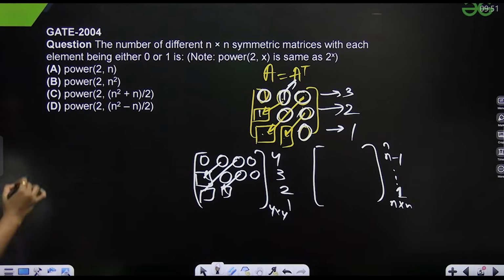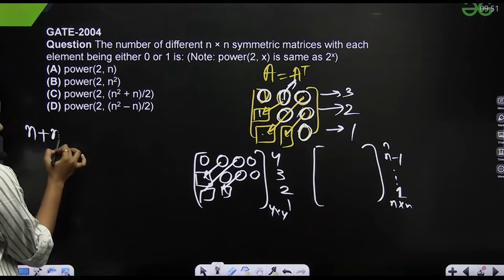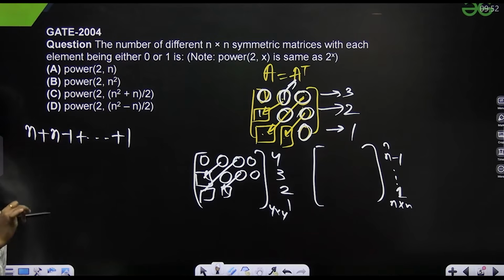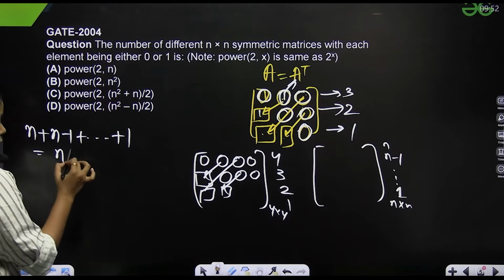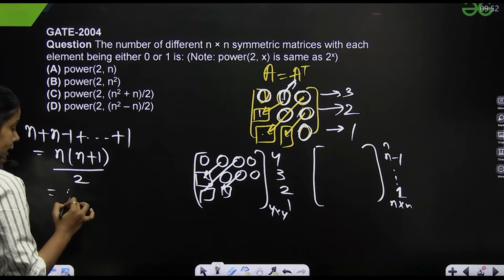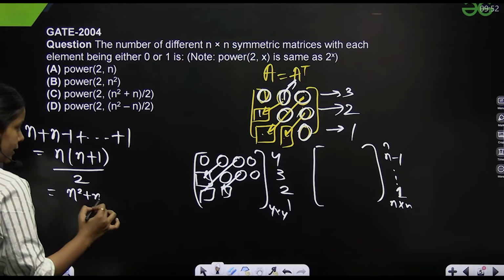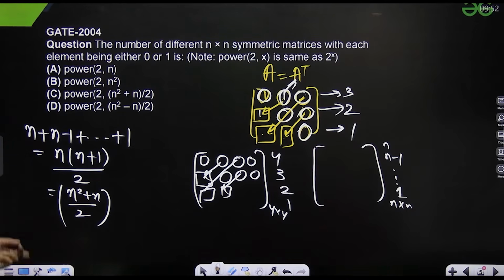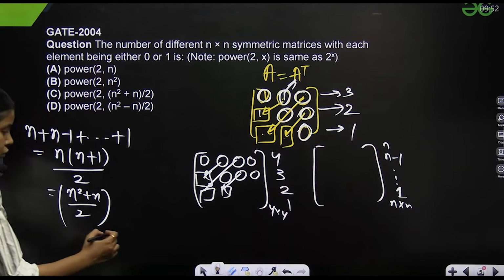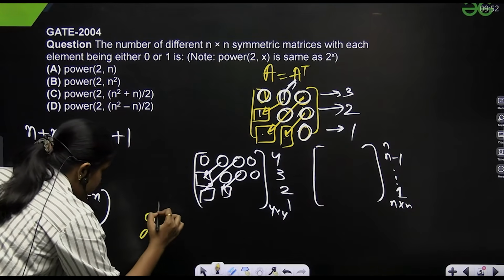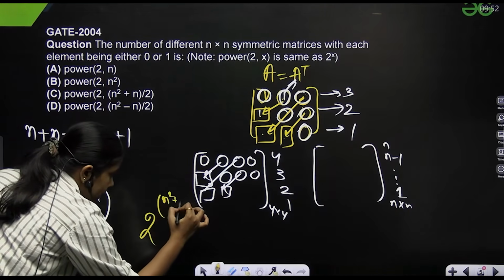And what would be the sum? n plus n minus 1 plus up to 1. So this is the sum of natural numbers. What is the formula for the sum of natural numbers? n into n plus 1 by 2. That is, these many values I can fill by myself, n squared plus n by 2. Right? And for each value I have 2 choices. So the final answer would be 2 to the power (n squared plus n) by 2.